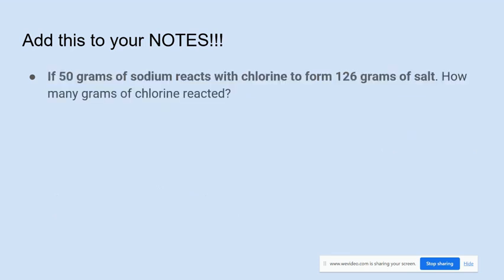All right. Add this to your notes. So we've got 50 grams of sodium. They're reacting with chlorine, and they form 126 grams of salt. How much chlorine did we start out with?